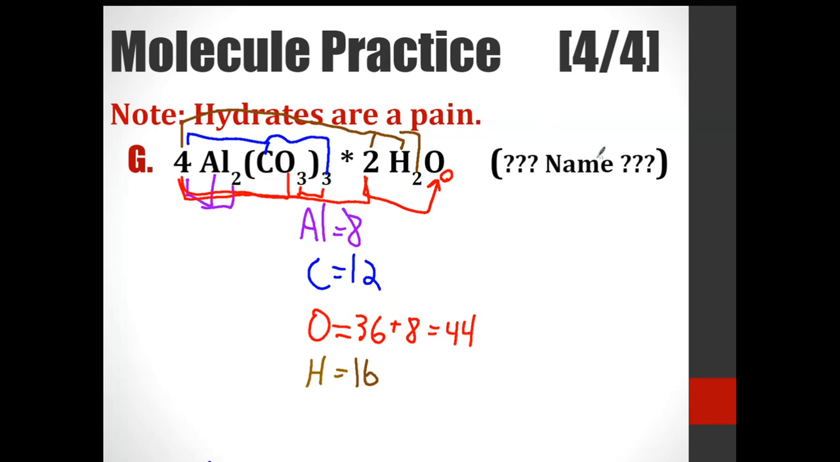Who here can tell me the name of this? Understanding that you should start by saying 4 molecules of, and then the name. Who here can tell me the name of this beast? 4 molecules of aluminum carbonate dihydrate. And each and every one of you is supposed to be able to do that.